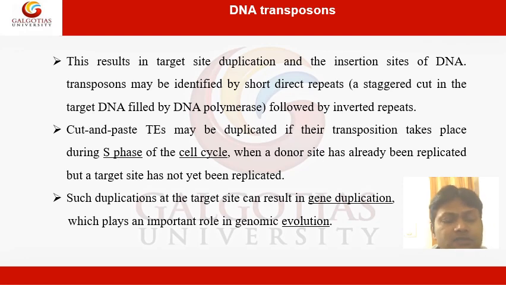Cut and paste transposable elements may be duplicated if their transposition takes place during the S phase of the cell cycle. S phase means the synthesis phase of the cell cycle, when a donor site has already been replicated but a target site has not yet been replicated. Such duplications at the target sites can result in gene duplications, which play an important role in genomic evolution.